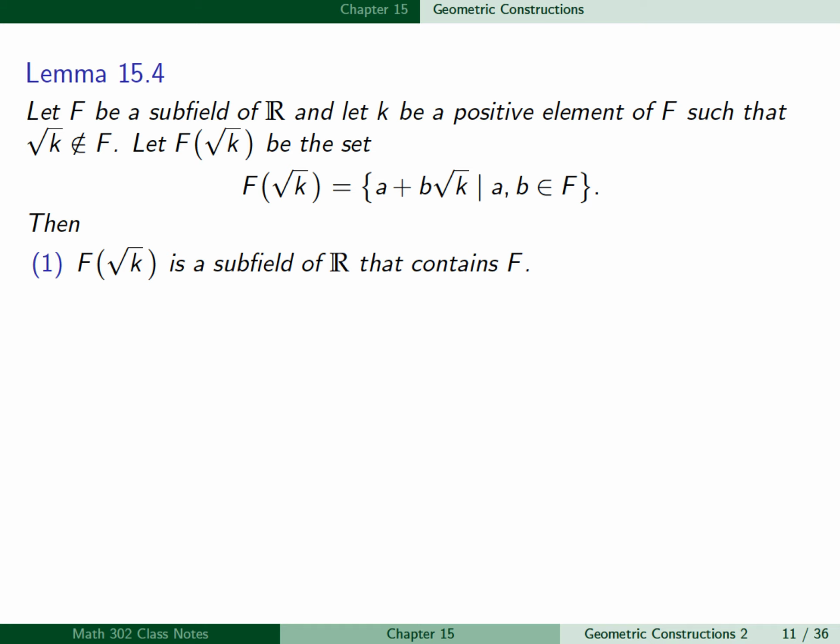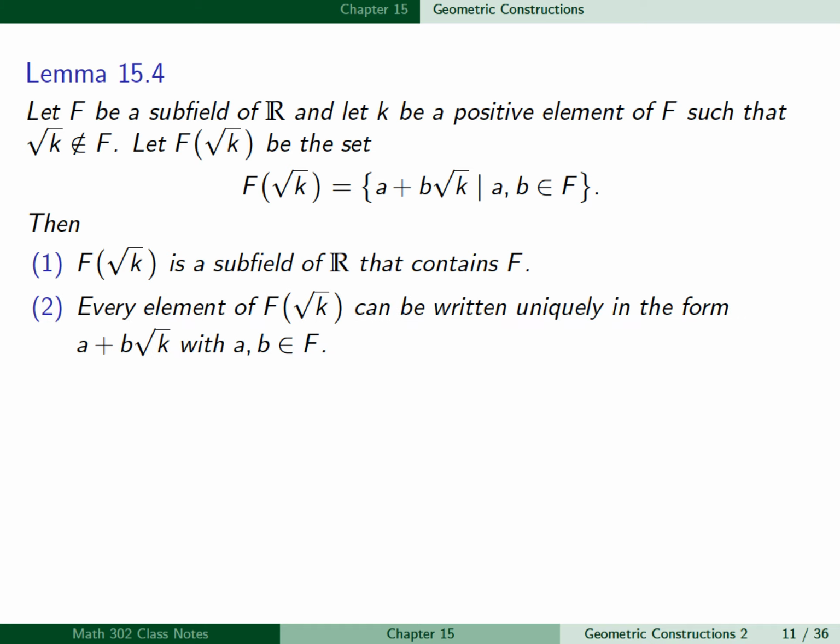Then two results. First, F(√k) is a subfield of R that contains F. And second, every element of F(√k) can be written uniquely in the form a + b√k, with a and b belonging to F. Well, the proof of 1 will be a homework exercise.